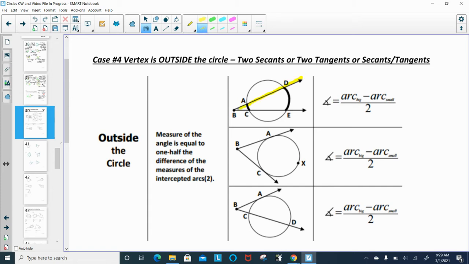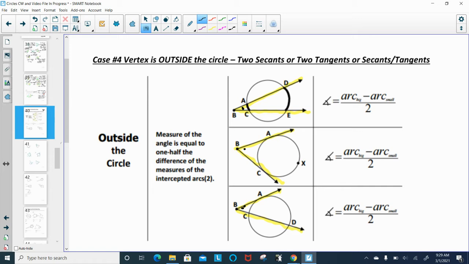It can be that kind of angle where the secants are cutting through the circle. It can be that kind of angle where they're both tangents, and it can be that kind of angle where you have one tangent and one secant. And just to be really clear, B is the vertex of these angles. So the angles would be right here. They're just not inside the circle anymore.